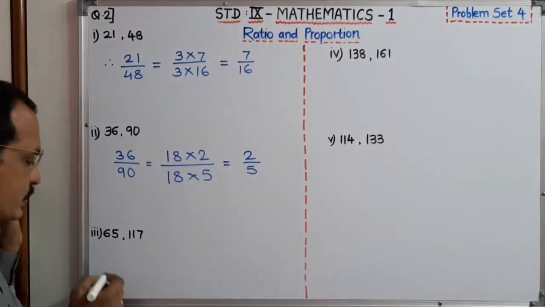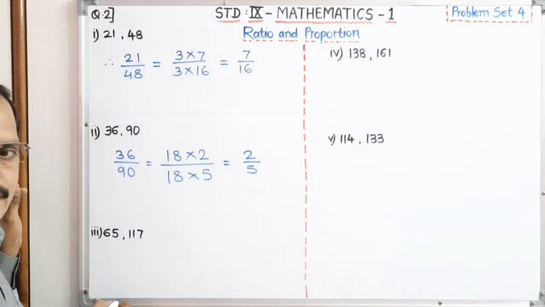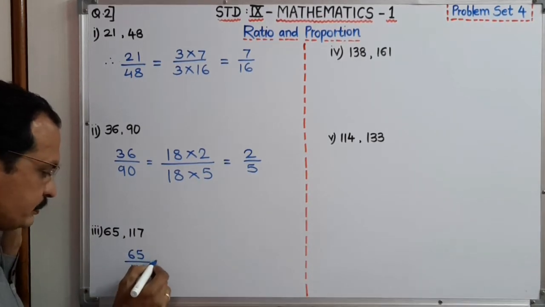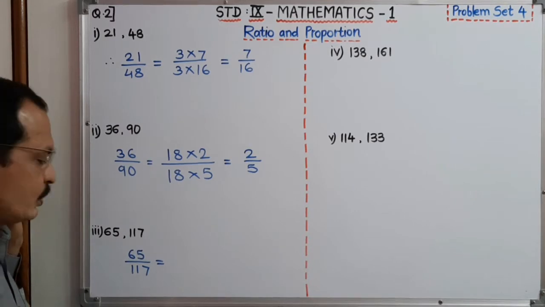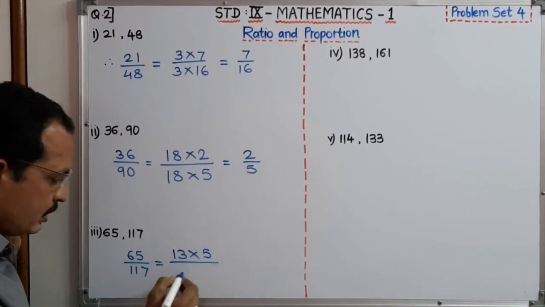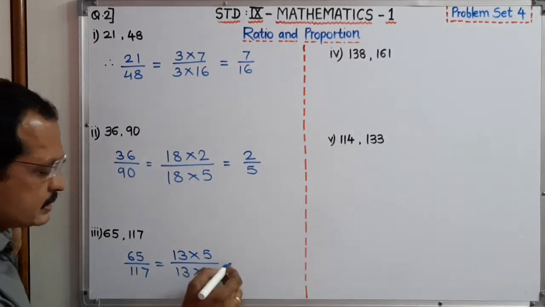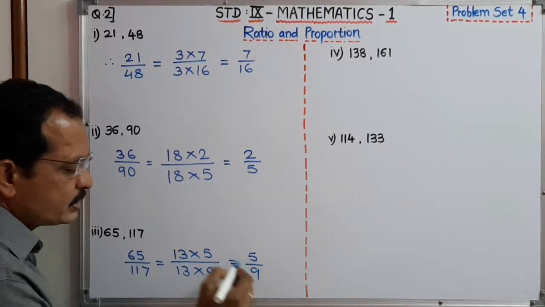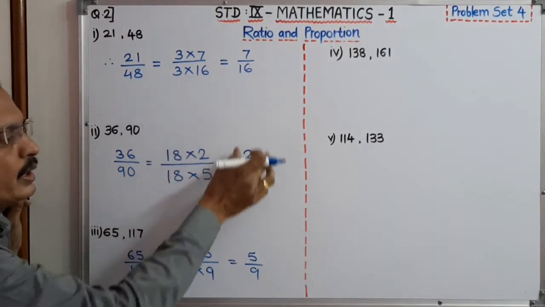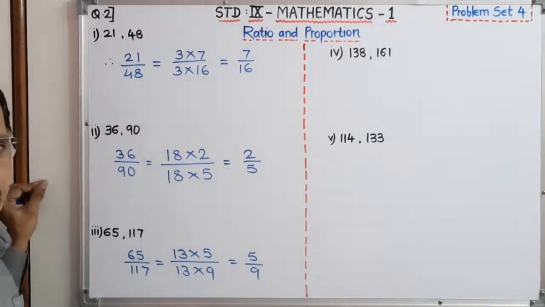Then, dear student, the third one is given. First number is 65 and second number is 117. Now we have to write here 65 upon 117. Now, dear student, all of you know the table of 13. It is 13 5s are 65 and here 13 9s are 117. Got it? This 13 gets cancelled and we get the ratio 5:9 or 5 upon 9. This is the simple form. We have to write the reduced form. Therefore, we are simplifying this, and for that purpose, dear student, you must know the table.